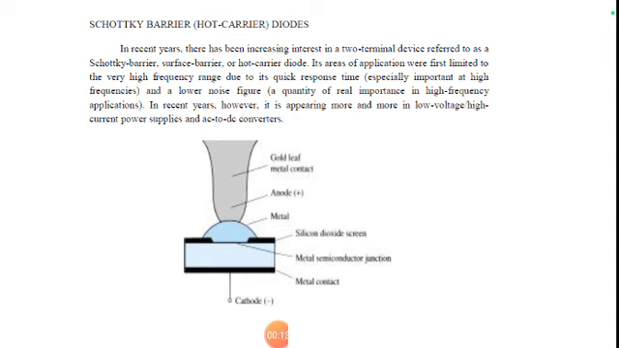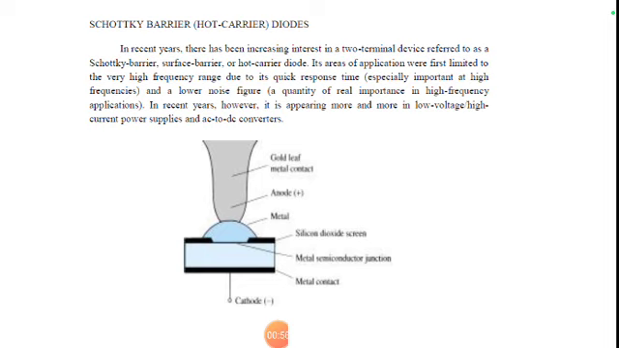In recent years, there has been a very interesting increase in its use. It is a two-terminal device, referred to as the Schottky barrier, surface barrier, or hot carrier diode. It is used mostly in recent times, and its area of application is in the high frequency range, and it has a lower noise figure. In recent days, it appears more and more in low voltage, high current power supplies and AC to DC converters. The major applications are in the high frequency ranges.